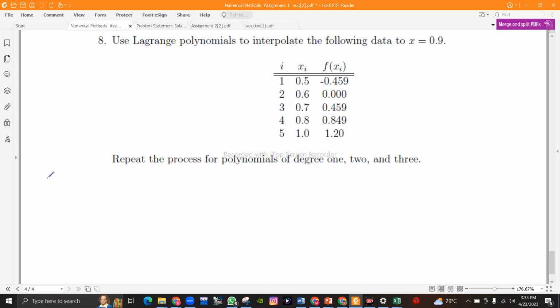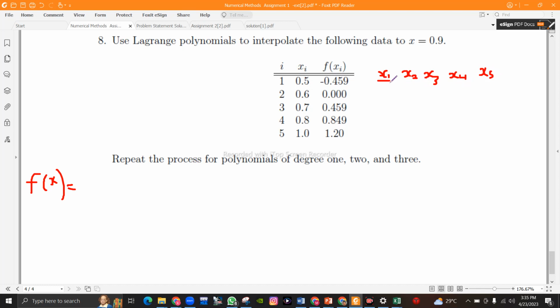F of x. Okay, the interpolation formula f of x is equals to. Now, you need to take one of the x first. We have how many x here? We have x1, x2, x3, x4, x5. We have those x5. So let's assume we are taking x1 first.